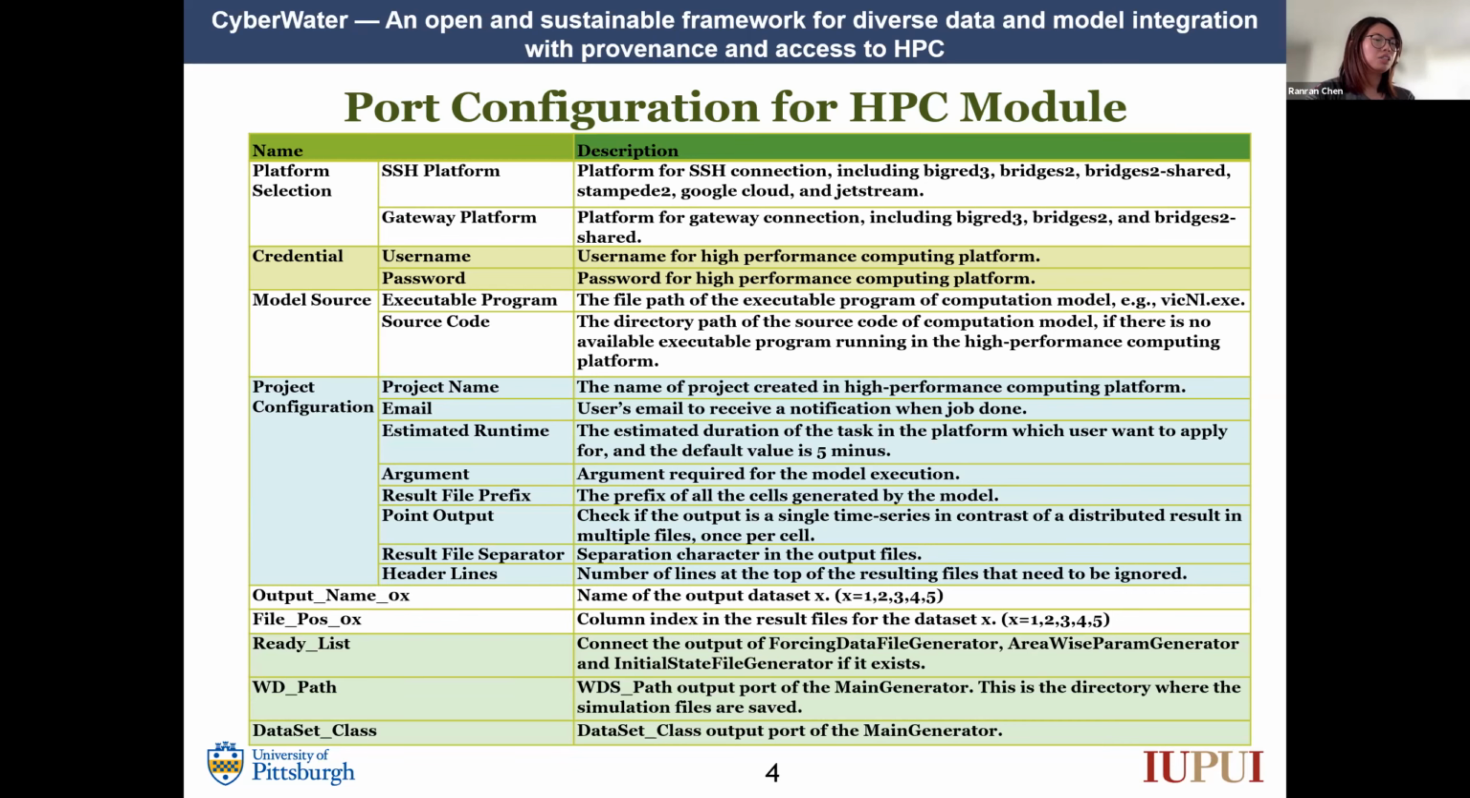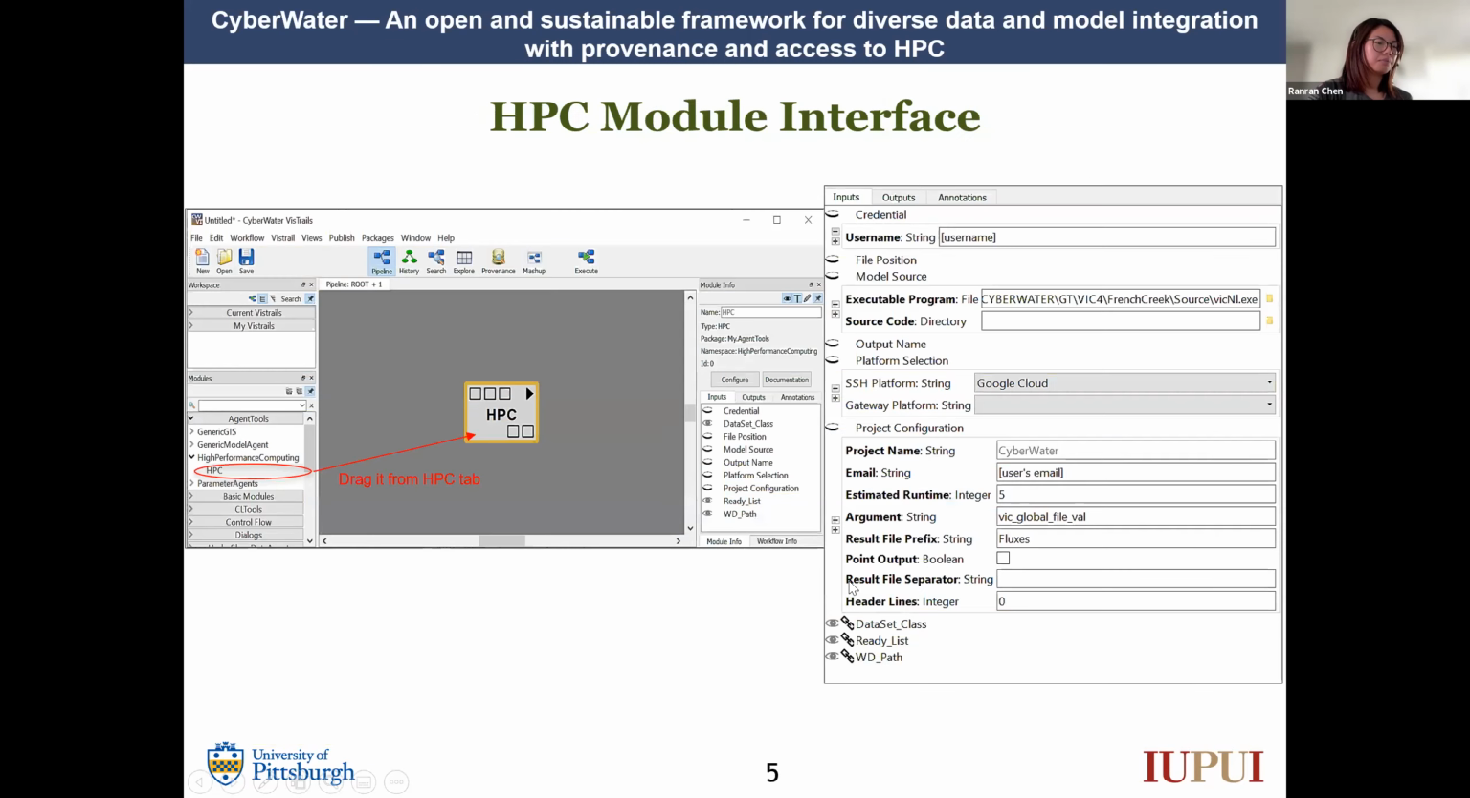Besides, the user also needs to name the output dataset and give the column, like Daniel showed before. And there are also three ports you need to connect, like the ready list and WD path, which pass the working directory to the HPC module, and the dataset class. And this is the HPC interface. The user needs to drag it from the module column and configure the ports in this input column.